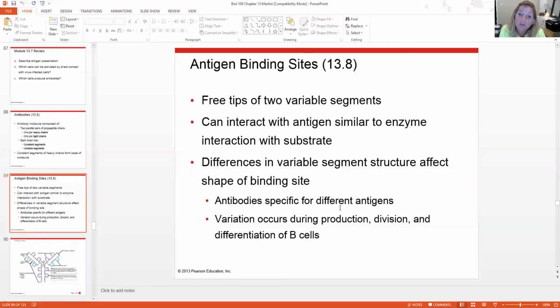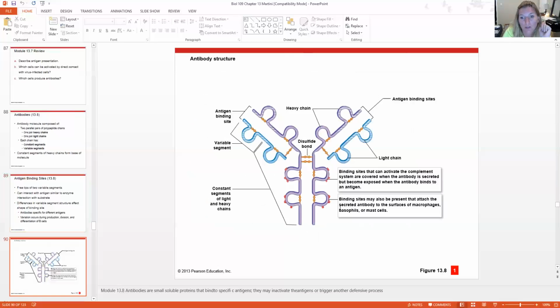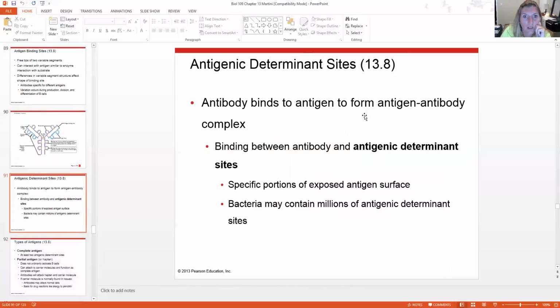The differences in the variable segment structure will affect the shape of the binding site, so antibodies are specific for different antigens. They are all very, very specific to each other. Variation can occur during production, division, or differentiation, so they have to be made precisely in order to work. Here you see what I mean. Here's the light chain. This is the variable segment. This is the other variable segment. These are the binding sites for the antigen to clip on to the antibody, or vice versa. The antibody really clips on to the antigen.